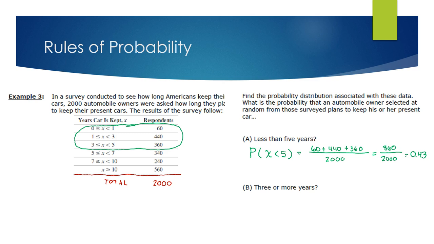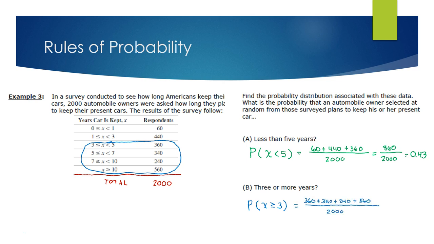What's the probability for 3 or more years? Again, I have this one here that shows X being greater than or equal to 3, but all these other ones are also 3 or more years too. So any of these categories starting here and moving down is something I need to consider. I would add those together, divide by 2,000, and I would get 0.75. So about a 75% chance that a random person is going to keep their car 3 or more years.